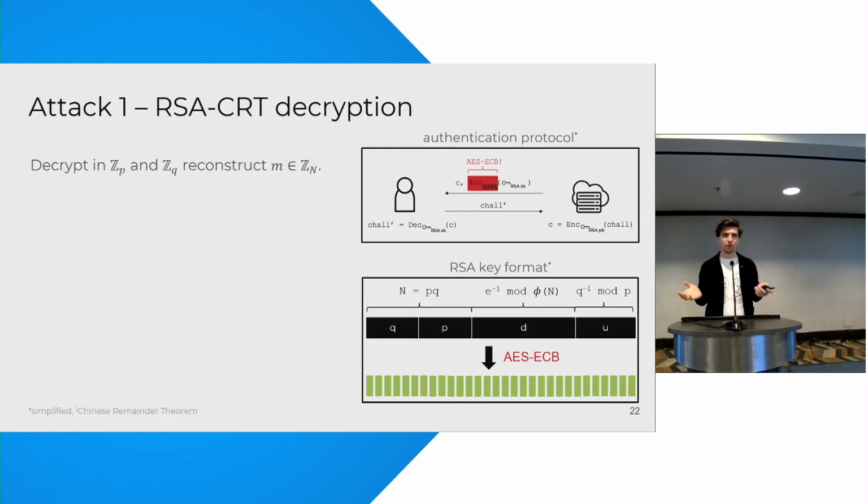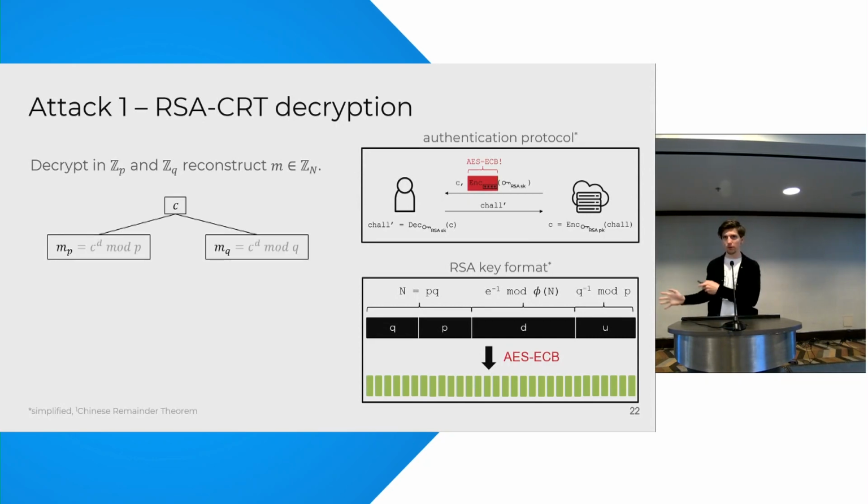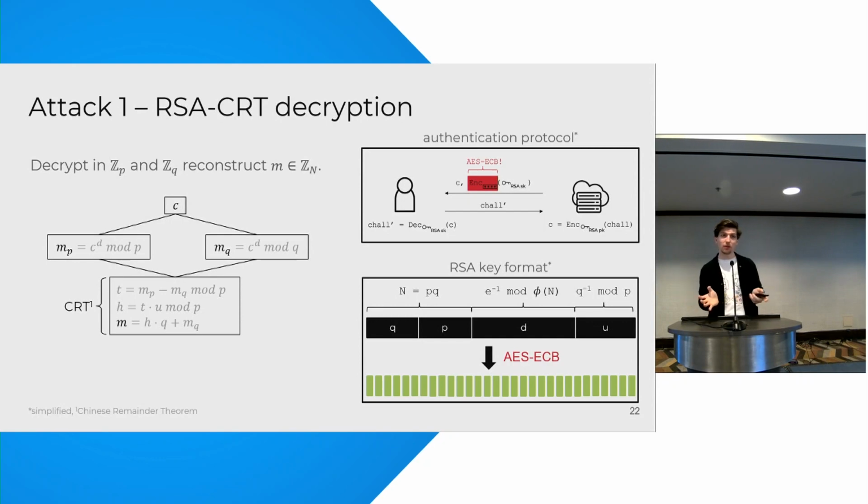For decryption, they use something called RSA-CRT, which takes a ciphertext C and decrypts it modulo P and modulo Q, and then combines these 2 values with the Chinese remainder theorem to recover the plaintext. From this plaintext, the client strips away some padding and then sends back the recovered challenge in the challenge response protocol for authentication to the server.